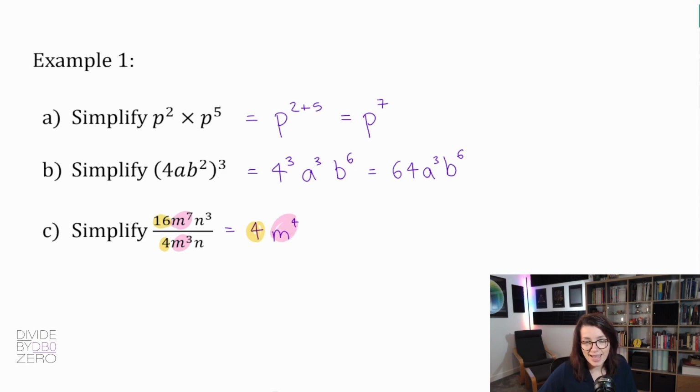And then lastly, n cubed divided by n. One way of thinking about that is thinking that n on its own has an invisible 1 as its power. So you can do that subtraction trick again here and say that's n squared. That was for the n parts: n cubed divided by n to the power of 1 gives n squared.